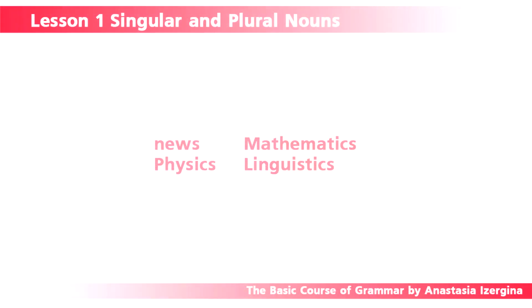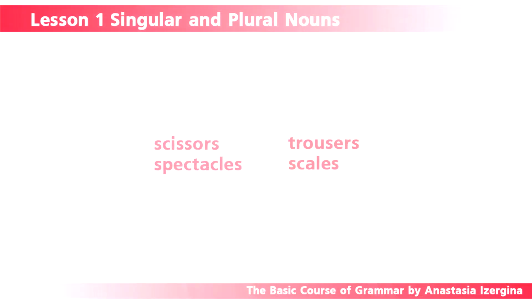Some nouns are singular, while s is part of their base form, but not a plural ending. News, physics, mathematics, linguistics. Those are not plural form, but actually the singular form of a noun, of a notion, which can't ever be used as plural. Several more nouns used only as a plural form. We can't put them in singular. Scissors, spectacles, trousers, and scales.